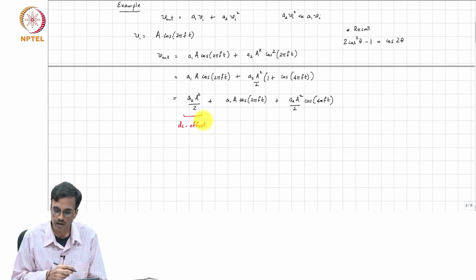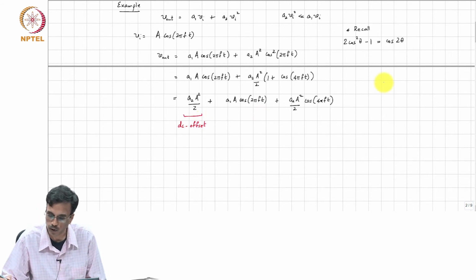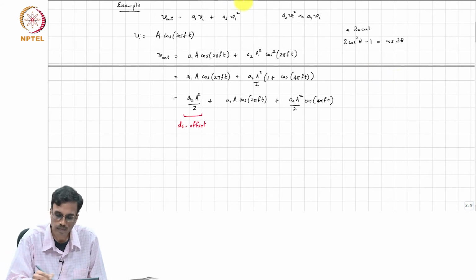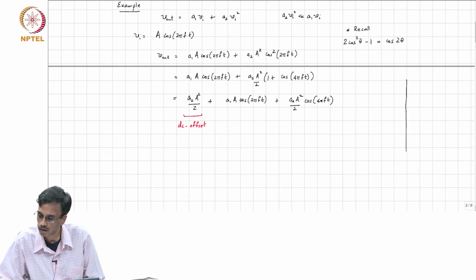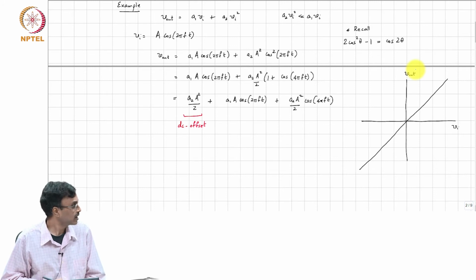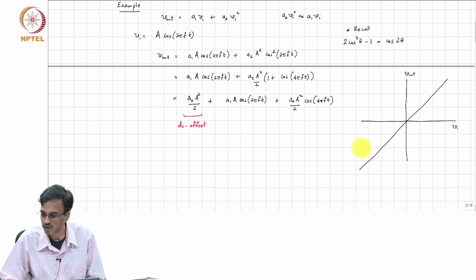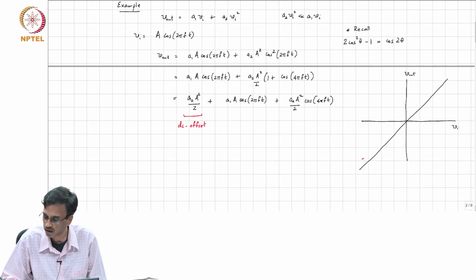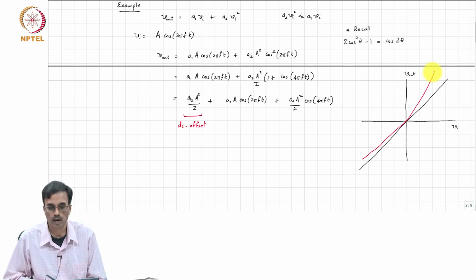The intuition is the following. The ideal linear characteristic would have been that. So, this is V I and this is V out. If there is nonlinearity, what happens? Well, you probably get a curve, say, I do not know, perhaps like that.